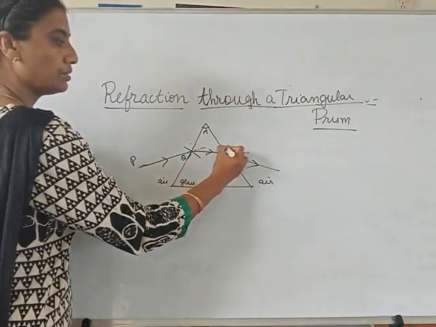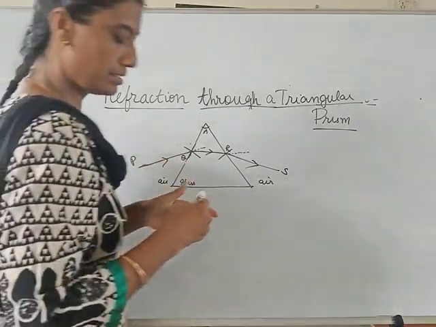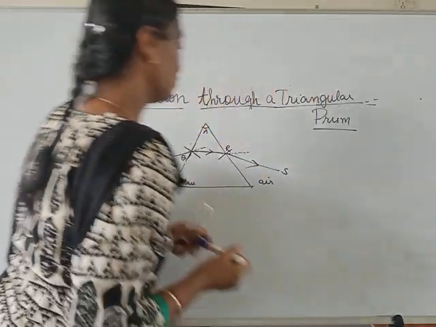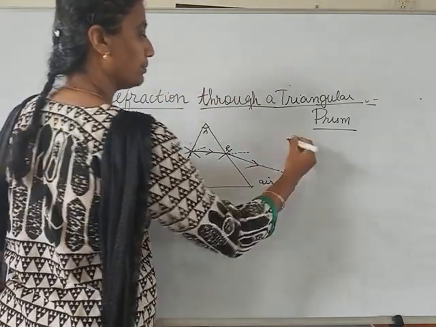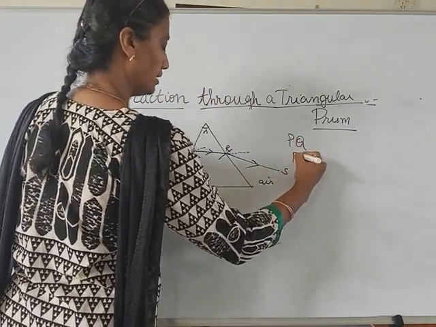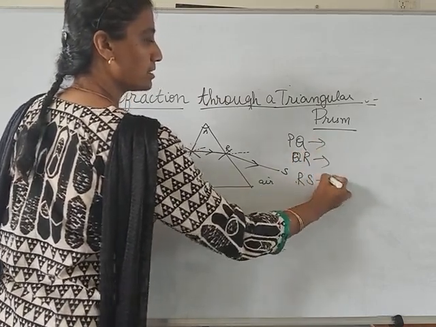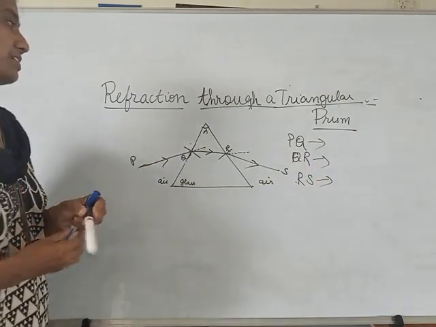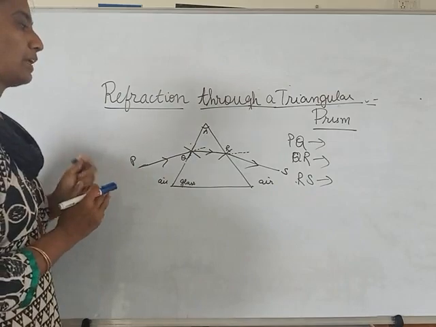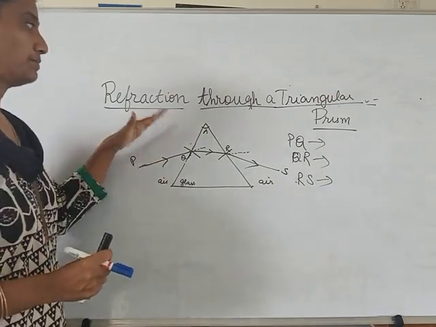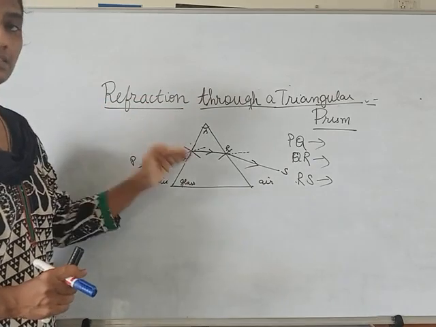So PQ is incident ray. Okay, QR is, so I want you to write it separately. PQ incident ray, QR refracted ray, RS emergent ray. This is like the labeling. You can please write it, children. PQ, QR and RS. Okay. Now this is how the diagram of refraction through a triangular prism looks like. Now let's analyze it a little bit.